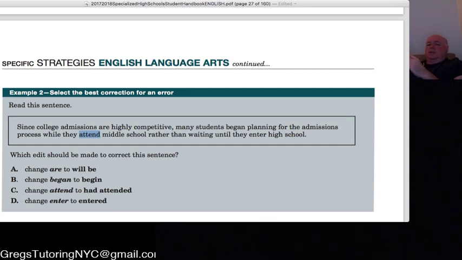So they are still in middle school. We know they're still in middle school. So it's not that they attended middle school. And it's not talking about they took a gap year or something like that. So it's not C. And then change enter to entered. Where is enter? Okay, here. Okay, since they're going to attend high school in the future, it's still going to happen. So for the same reasons just talked about, they can't wait until they entered high school. It's talking about college admissions are highly competitive now. Okay? So the answer is B here.